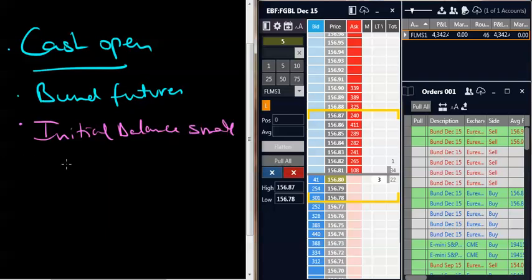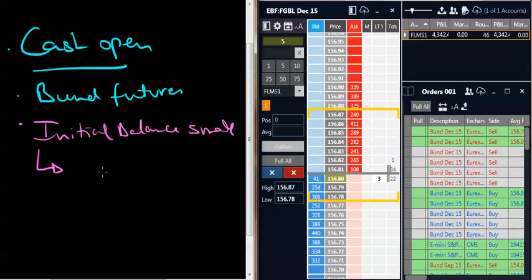Usually when we have a small initial balance, it's interesting because, more often than not, I don't know the exact stat, the cash does break one side of the initial balance or the other. So we do get a breakout on the open of the cash. Now, let's say you had a very big initial balance, and that big initial balance represented the width of a book.